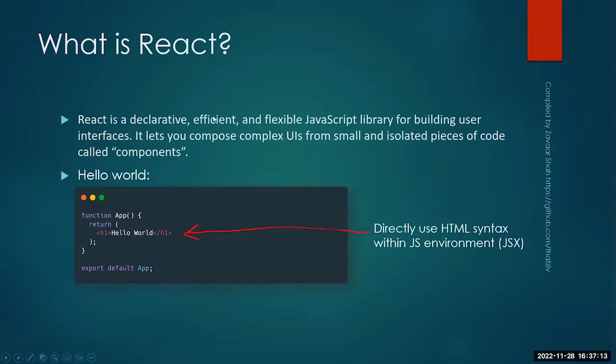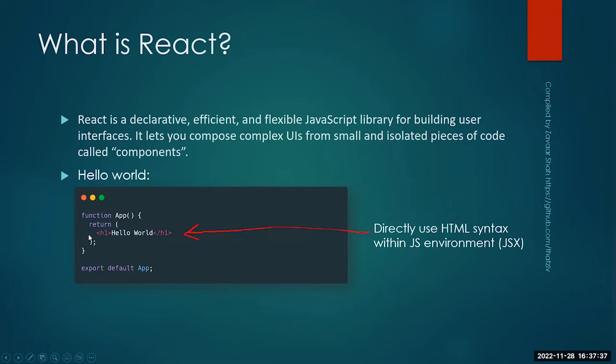So what is React? React is a declarative, efficient, and flexible JavaScript library for building user interfaces. It lets you compose complex UIs from small and isolated pieces of code called components. We're going to be building our own components later on and forming our own applications with these components. So you can see a pretty basic version of Hello World written in React.